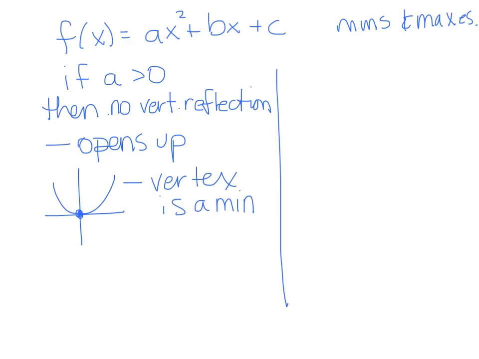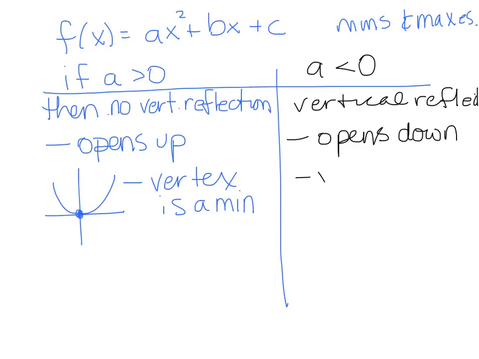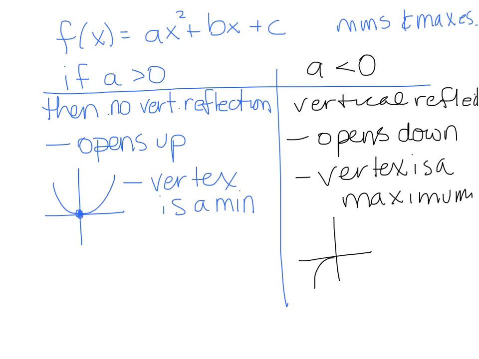Let's think about the other example. Let's go to a is less than 0, so you have a negative number. Then there is a vertical reflection. I've now reflected it so that it opens down. So the vertex is a maximum. Okay, so you have this idea opening down, so this would be a maximum of the function.